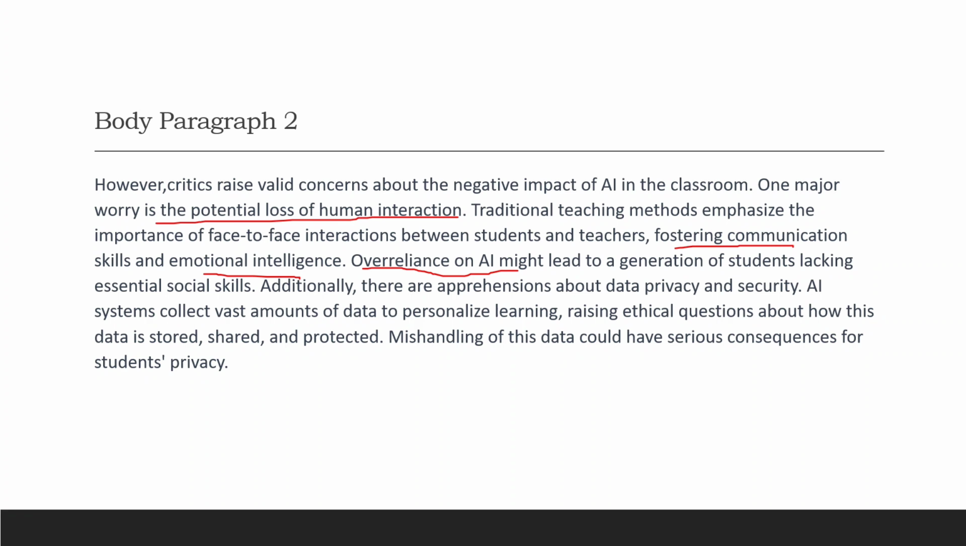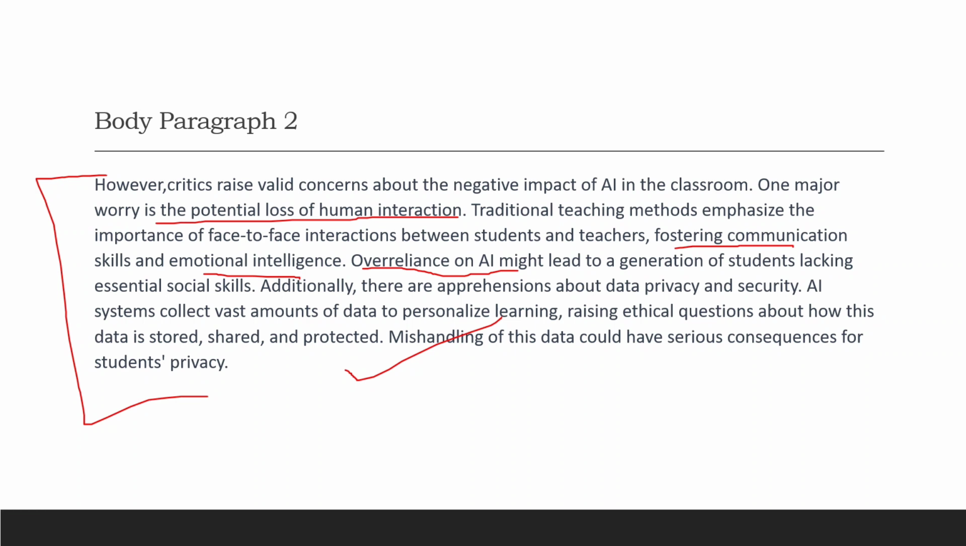Additionally, there are apprehensions about data privacy and security. AI systems collect vast amounts of data to personalize learning, raising ethical questions about how this data is stored, shared, and protected. Mishandling of this data could have serious consequences of students' privacy. This is very good. Actually, this whole paragraph shows that the candidate is well aware of the whole topic.